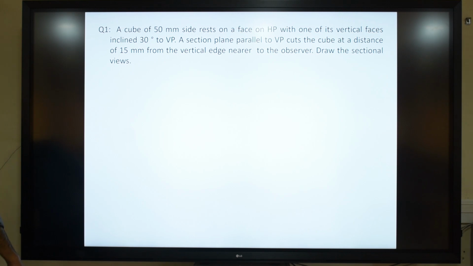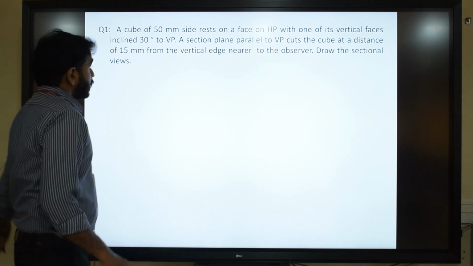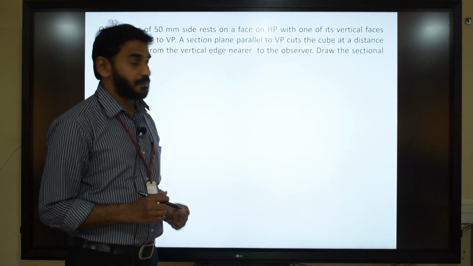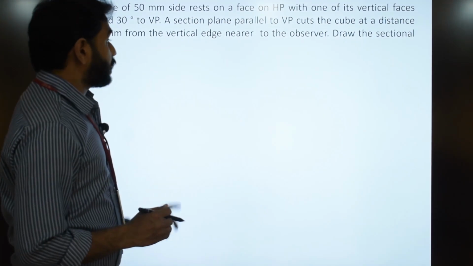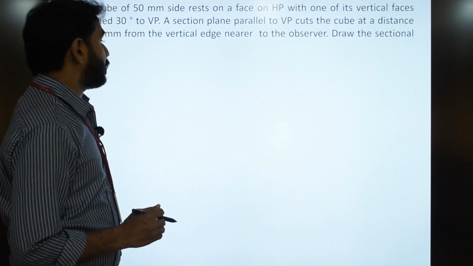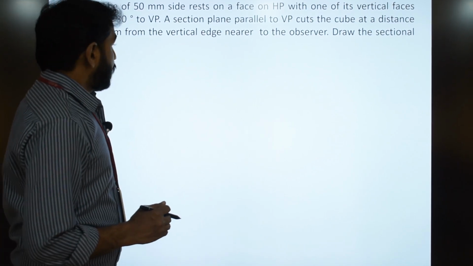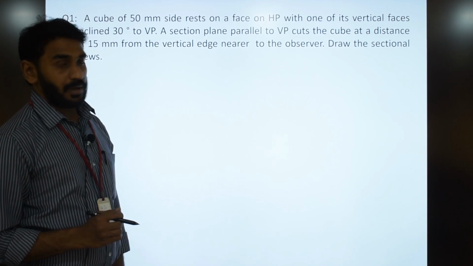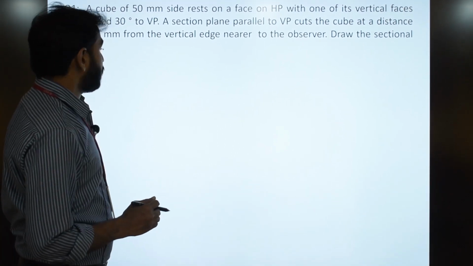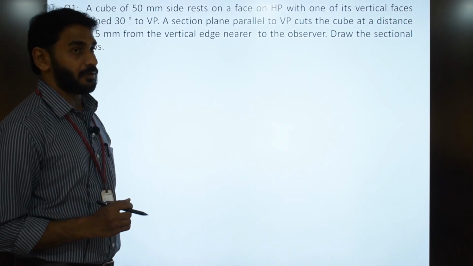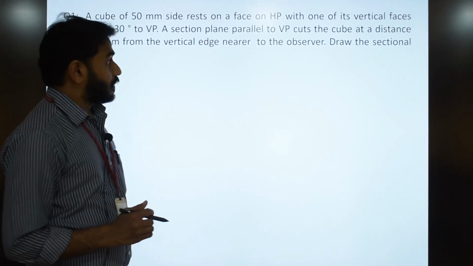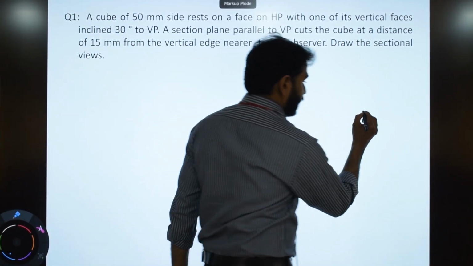So here a cube of 50 millimeter side is resting on HP on a square face with one of its vertical faces inclined 30 degree to VP. Now here the section plane is parallel to VP and cuts the cube at a distance of 15 millimeter from the vertical edge nearer to the observer, and you are asked to draw the sectional views. So a cube can be represented like this.